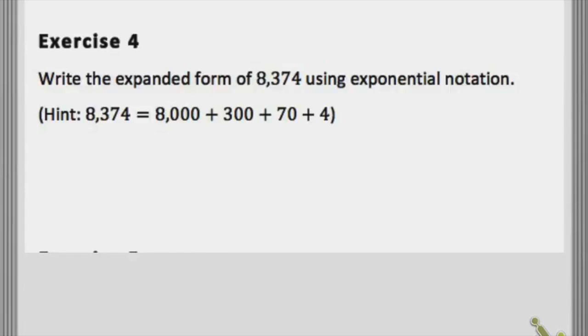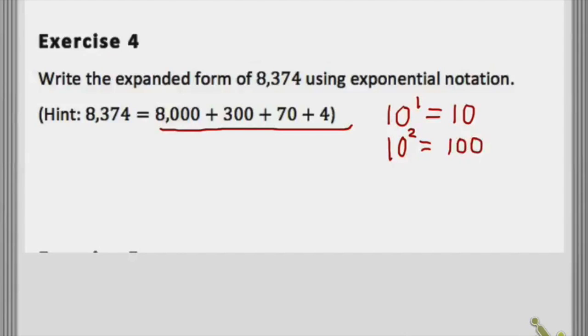In exercise 4 on lesson 4, we're looking at expanded form using exponential notation. Now, expanded form, just a reminder, is where in elementary school you would write things out in their hundreds, tens, thousands, ones, etc., using that place value. Now, the key behind using exponential notation there in expanded form is that we can use powers of 10. Like 10 to the first is equal to 10, and 10 squared is equal to 100. So we're keeping that in mind as we go through here.